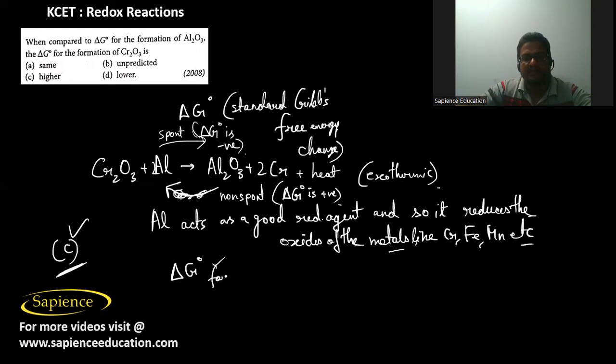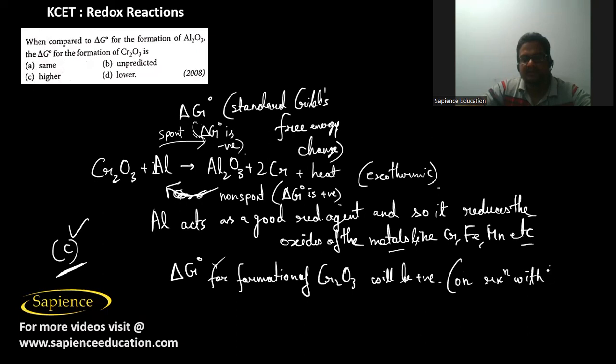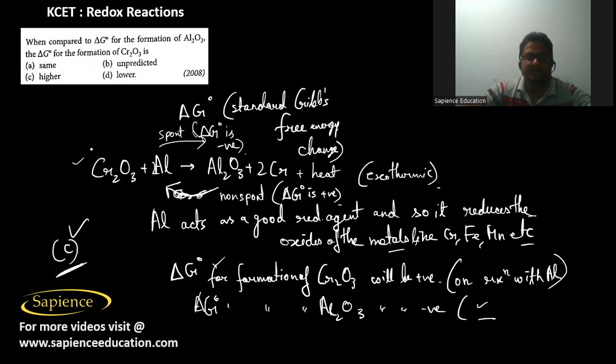Since the delta G naught for the formation of Cr2O3 will be positive when it is reacting with Al, that is, on reaction with aluminum, and the delta G naught for the formation of Al2O3 will be negative since it is spontaneous when Cr2O3 reacts with Al for this reaction. So hence option C is the correct answer.